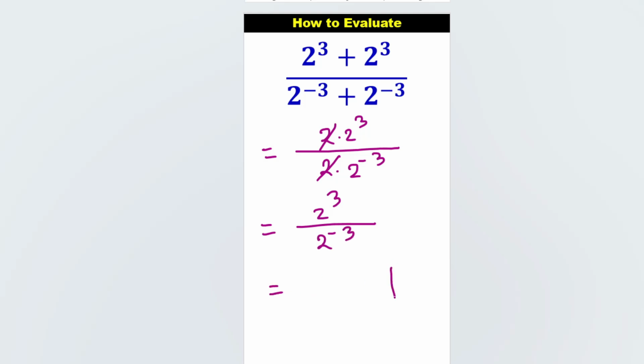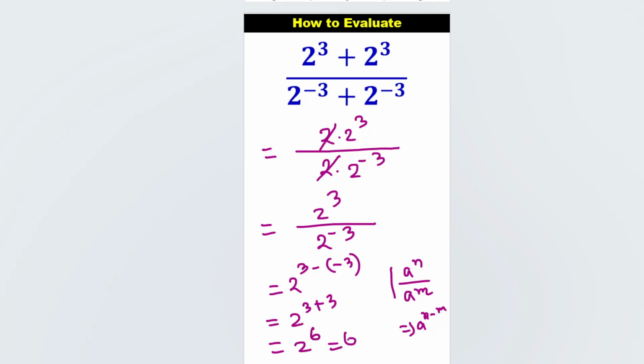We know this one, a to the power n divided by a to the power m means a to the power n minus m. So here we also can write 3 minus minus 3. So in this case we can write 3 plus 3. It means 2 to the power 6. 2 to the power 6 means 64. Okay, thank you.